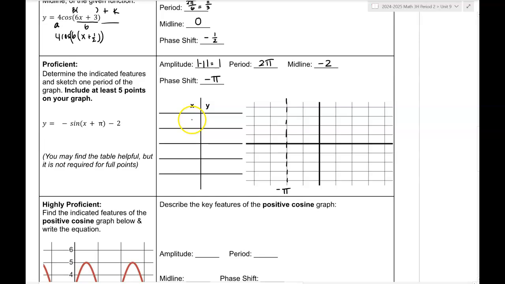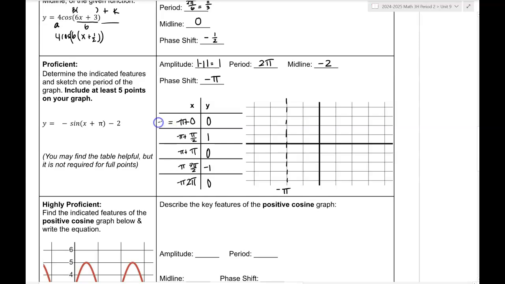So let's figure out where the rest of our graph is going to go. Pi, 3 pi halves, and 2 pi. Since it's a negative sine function, it's going to be 0, 1, 0, -1, 0. All right, for our x values, we are subtracting a pi, so just adding that -pi to all of these.